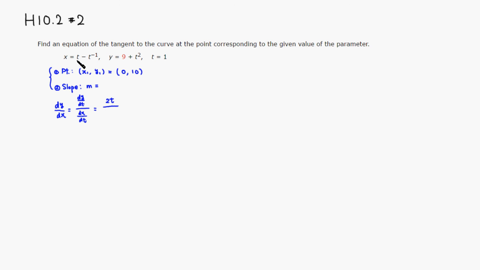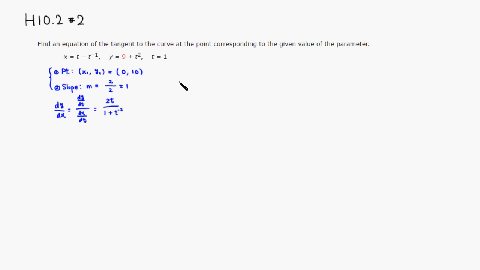The derivative of x: the derivative of t is 1, and the derivative of negative t to the negative 1 would put negative 1 in front, so it's going to be plus, and t, and subtract 1 from the power, so it's negative 2. So we have that. Then we just have to evaluate it at 1. You have 2 times 1 is 2 on top, and 1 plus 1 over 1 squared is going to be 2. So it's just 2 over 2, which is just 1.